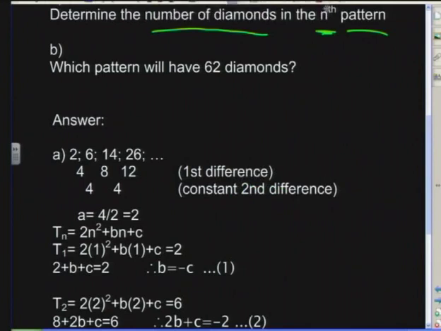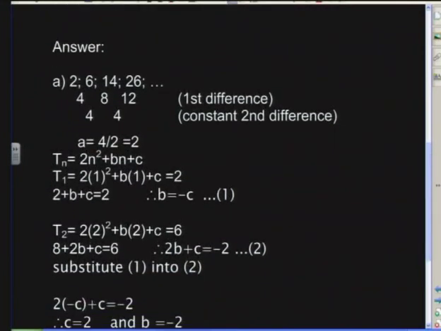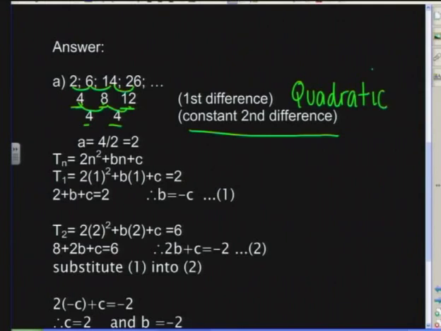All right, so we've got 2, 6, 14, 26. To work out the first difference, we say 6 minus 2, that gives me 4. 14 minus 6 gives me 8. 26 minus 14 gives me 12. I then work out the difference between the terms in the first difference. So 8 minus 4 is 4, 12 minus 8 is 4. So we have a constant second difference, and what does this tell us? The sequence is quadratic.